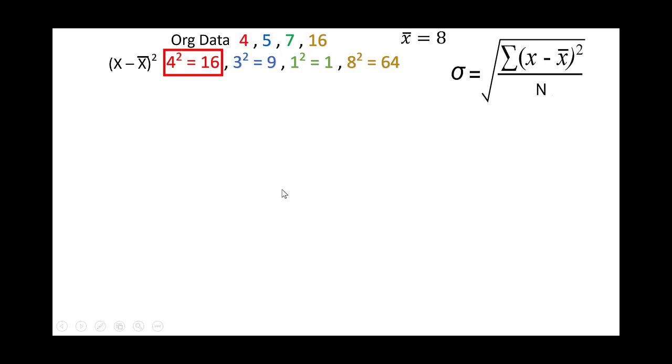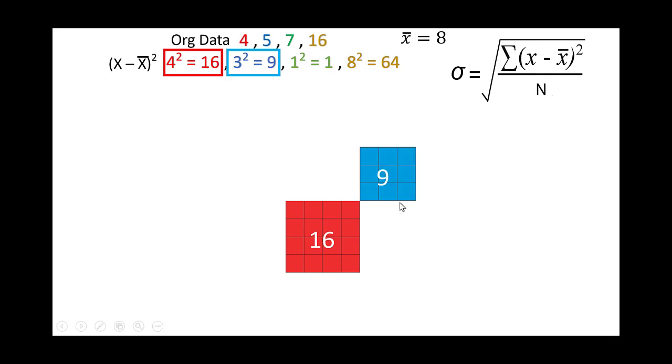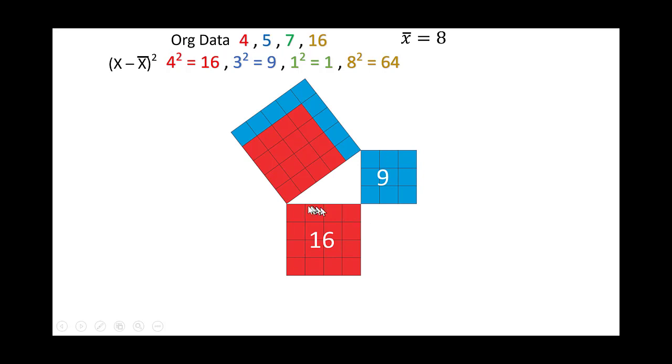We have 4 squared equals 16. So I've got 4 times 4. I've got 16 squares here. That gives me a value of 16. 3 squared, that gives me 9. So 3 times 3, I got 9 here. And then I'm summing these up now. So I go 16 plus 9, and that gives me 25 here for this bigger square. So I've added these two squares together, and they come up with 25.